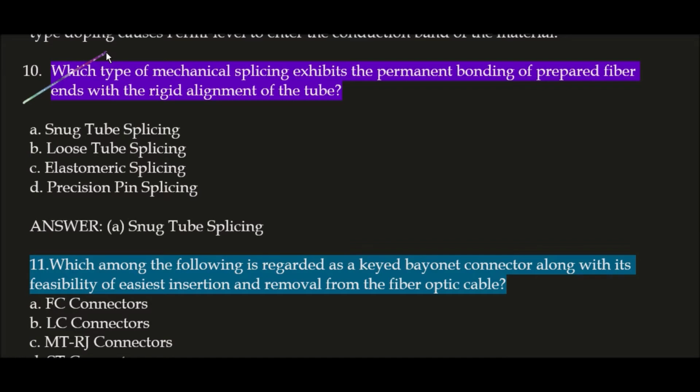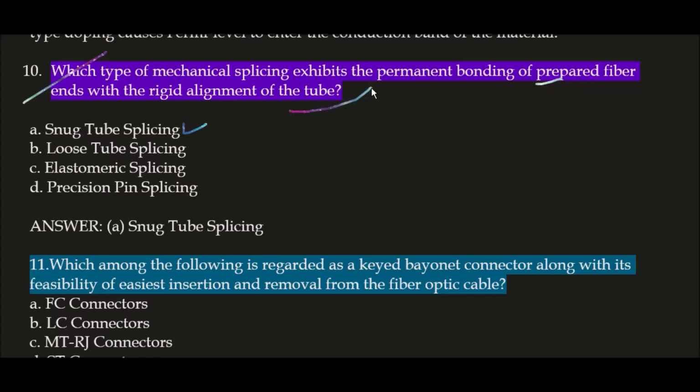Next question. Which type of mechanical splicing exhibits the permanent bonding of prepared fiber ends with the rigid alignment of the tube? Here, the correct answer is option A, snug tube splicing. Okay. Snug tube splicing type of mechanical splicing exhibits the permanent bonding of prepared fiber ends with the rigid alignment of the tube.